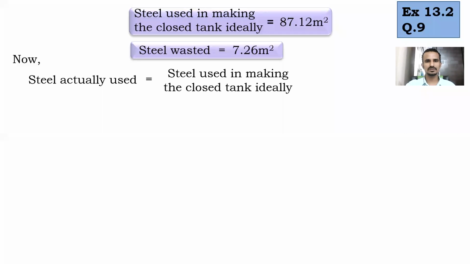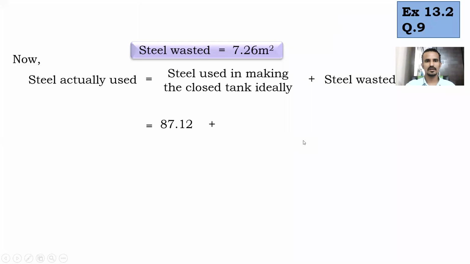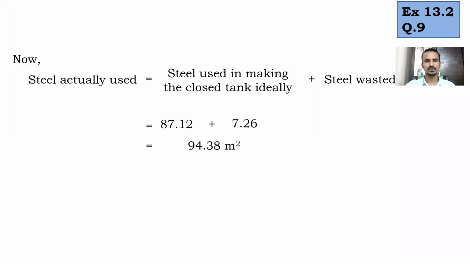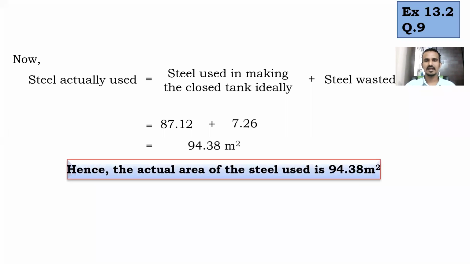Steel actually used is equal to steel used in making the closed tank ideally plus steel wasted. So that will be 87.12 plus 7.26, which on adding gives us 94.38. So this is going to be our final answer. Actual area of the steel used is 94.38 meters square.